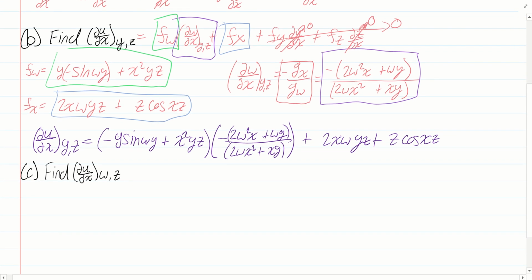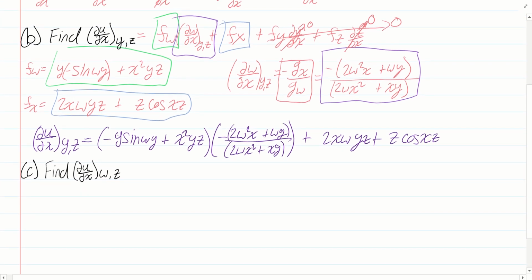So now we're being asked to find the partial of u with respect to x, but instead of holding y constant, we're holding w and z constant. So our overall equation is going to become f_w is going to be f_y times the partial of y with respect to x, then plus f_x. And again, this partial of y with respect to x is going to have w and z constant in that notation. The other terms go to 0 because they're held as constants.